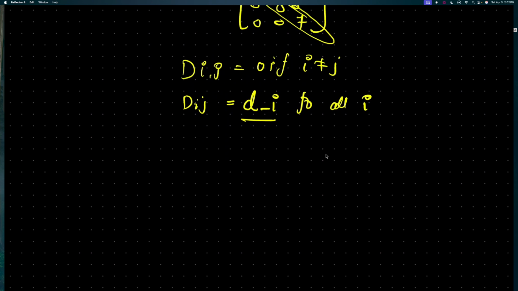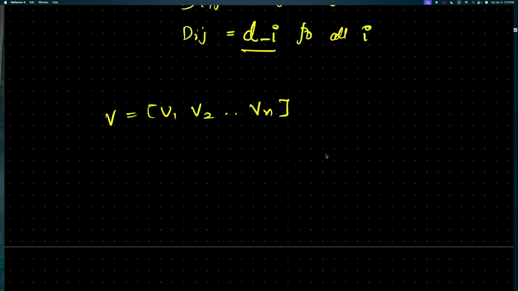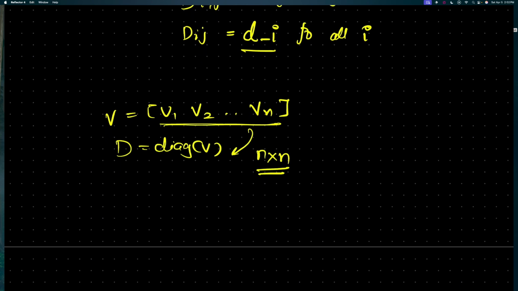So what we are trying to achieve here is this: given a vector v1, v2, and so on up to vn, the transformation can be represented as D equals diag of v, such that this v becomes the principal diagonal. We are mapping each element of the vector to a specific position in the square matrix. If this vector has n elements, we are creating an n by n matrix. The rule is simple: the ith element of the vector becomes the element of the matrix at the ith row and ith column.